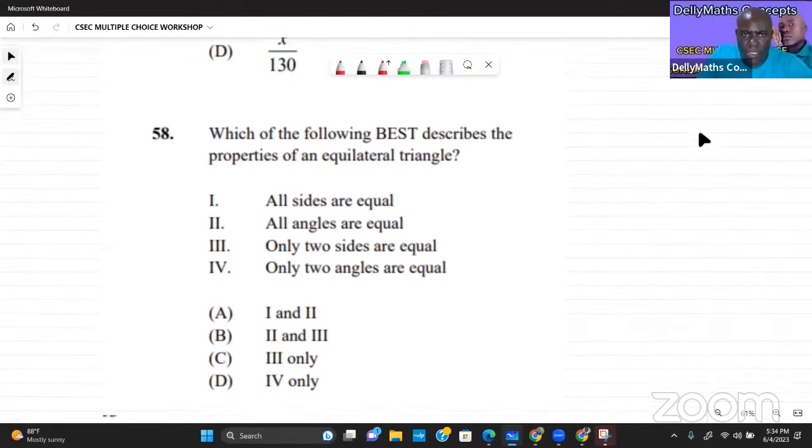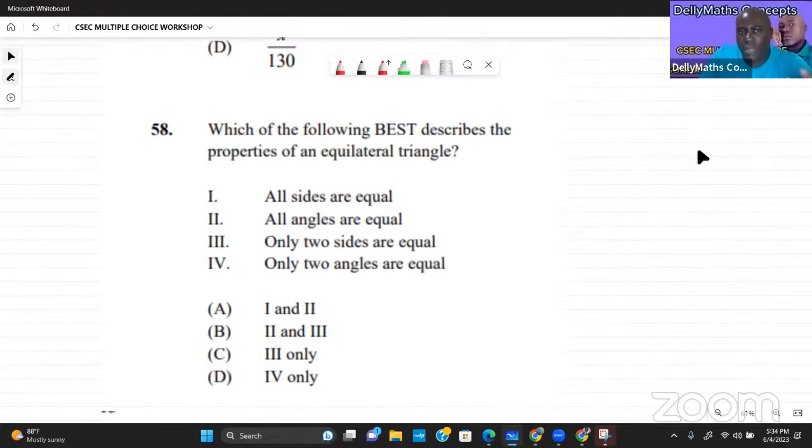Which of the following best describes the properties of an equilateral triangle? For an equilateral triangle, all sides are equal. We know this is true. All angles are equal. We know this is true. Only two, no. So all the sides and all the angles are equal. So we'll take 1 and 2 for the answer.